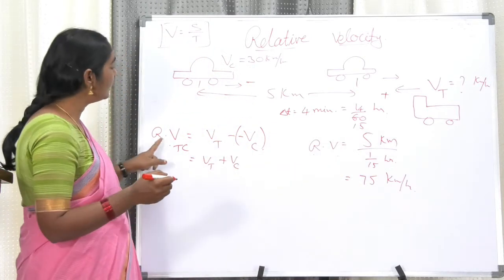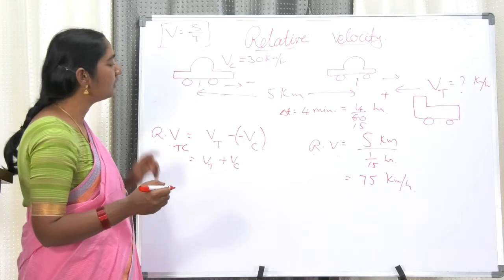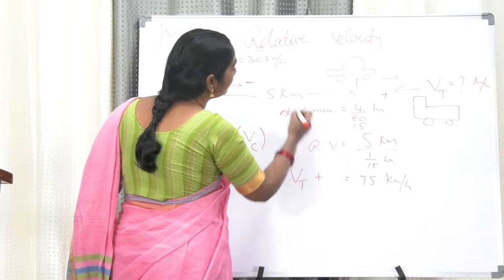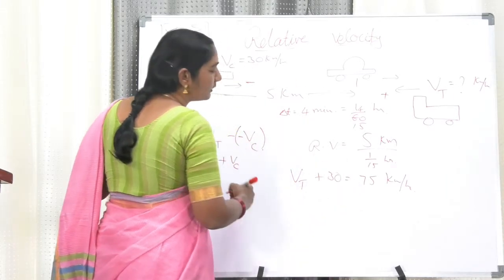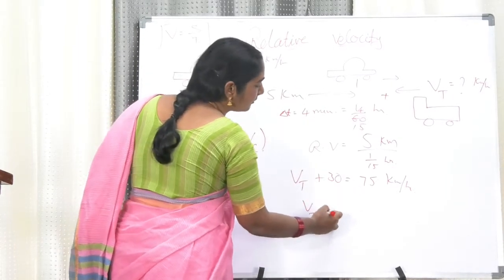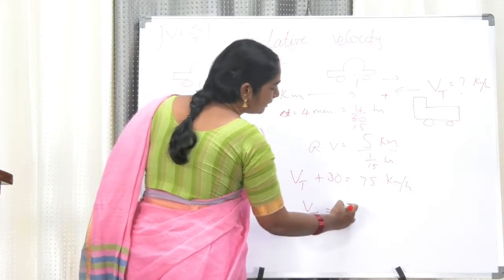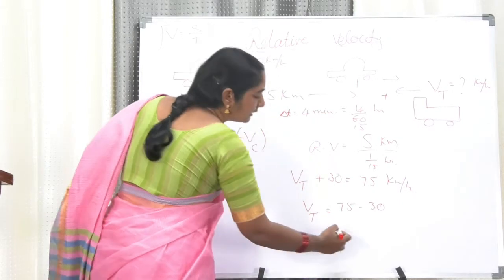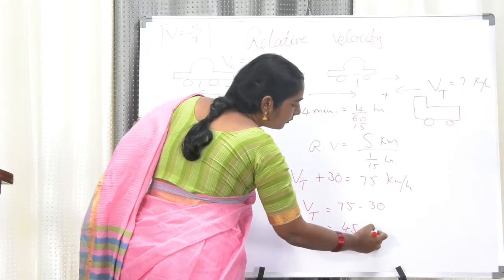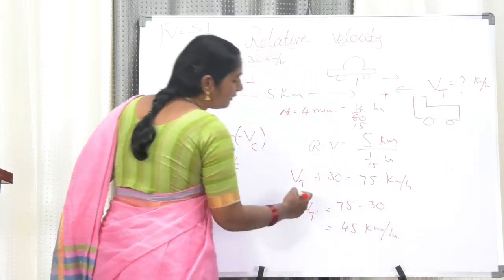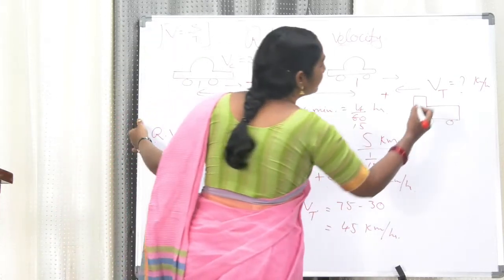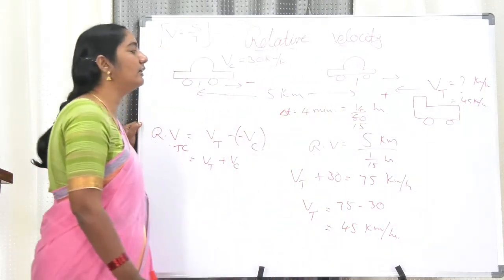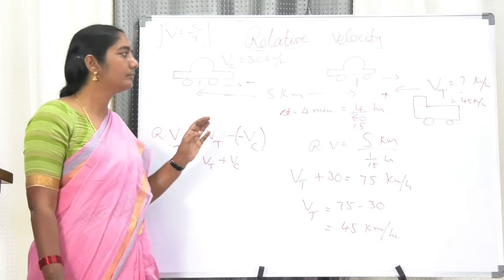But already we know that the relative velocity is nothing but velocity of the truck plus velocity of the car. So the velocity of the truck, we have to find out. Velocity of the car is 30, it's already given to us. So velocity of the truck is equal to 75 minus 30, which is equal to 45 kilometers per hour. So the truck is going with the speed of 45 kilometers per hour. I think now you understood.